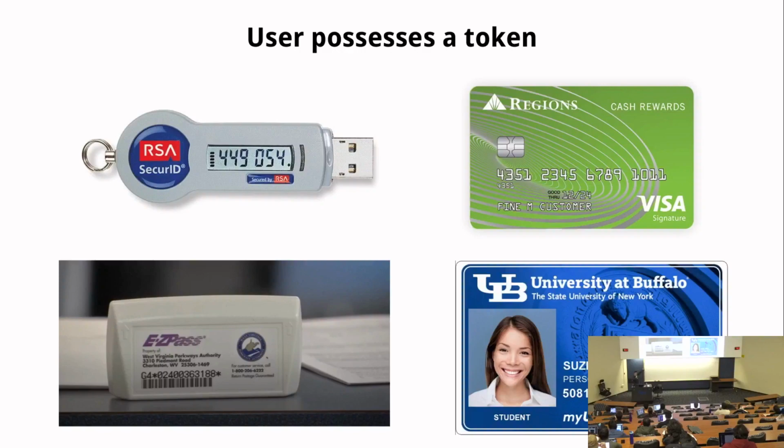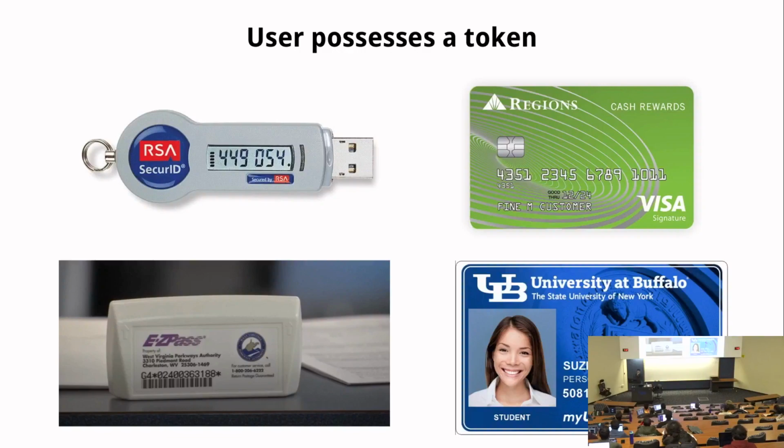For example, RSA has this RSA token. I don't know if anyone is still using this, but 10 years ago it was very popular. It generates a 6-digit random number every 1 minute. When you log in, you need your account, you need your password, and you also need that 6-digit number randomly generated on that device.